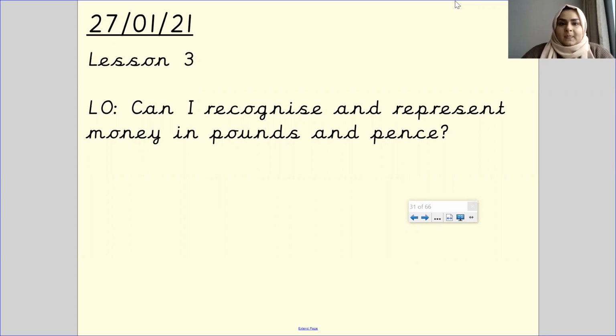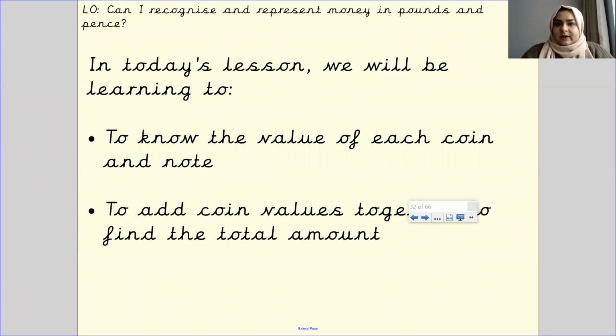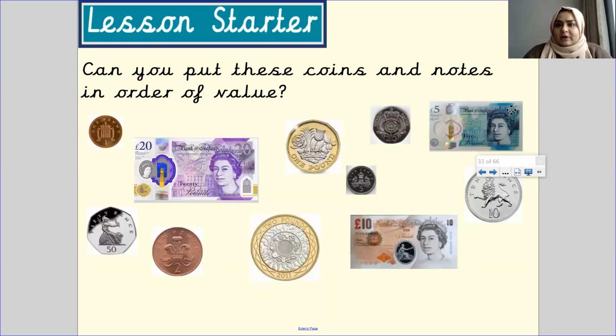So in today's lesson, we will be learning to know the value of each coin and note. So understand how much each note and each coin is worth, okay? And then to add coin values together to find the total amount. Okay, so grab yourself a mini whiteboard and pen, or a piece of paper and a pencil.